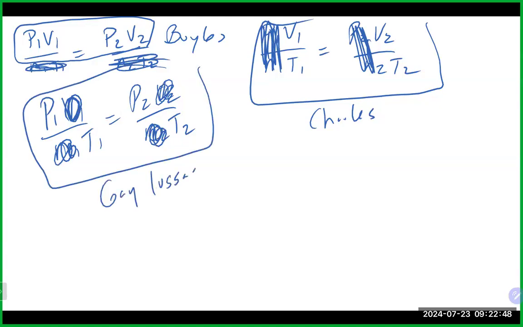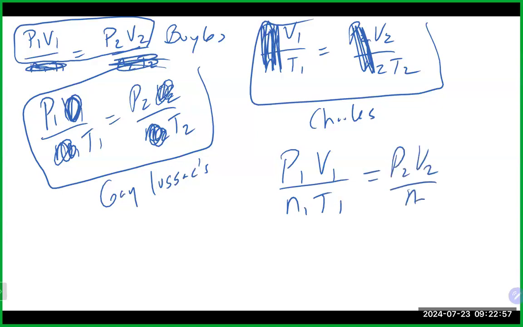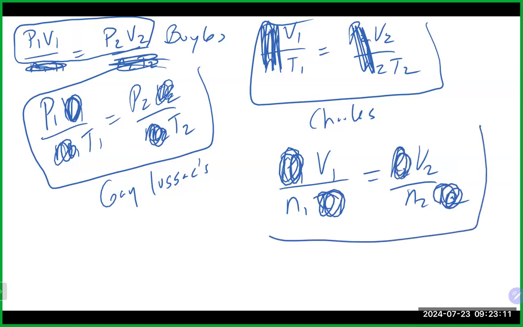And if you take P1 V1 N1 T1 equals P2 V2 N2 T2, and you come across a problem where you have both constant temperature and pressure, you scratch those guys out on both sides, and now you have Avogadro's law.